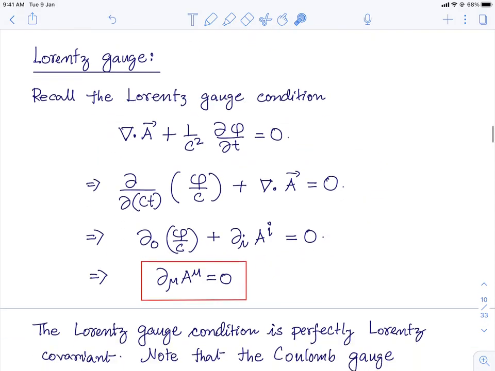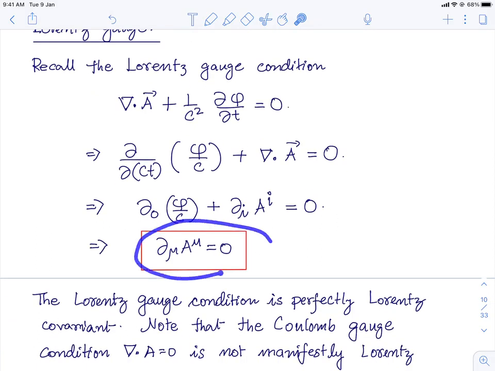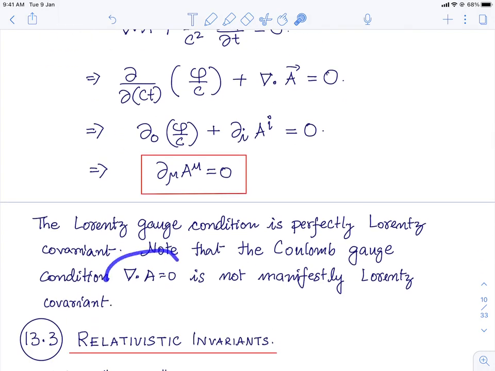Notice that this is a perfectly covariant condition. That means if you change frames, the condition remains the same. But you could have also chosen the Coulomb gauge, by which you just set the divergence of A equal to 0. This is the Coulomb gauge condition. Now that Coulomb gauge condition is not invariant under a gauge transformation.